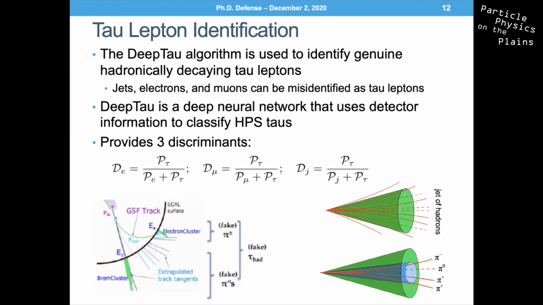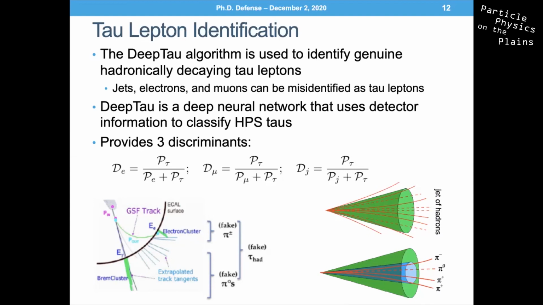So the way we do this is using the DeepTau algorithm. The DeepTau algorithm is a deep neural network, and it uses all of the inputs to the hadrons-plus-strips algorithm, along with a lot of other detector variables, to train this network to identify or classify hadronically decaying taus into 4 categories. So it gives you a probability that this tau that you fed in is actually an electron, a muon, a jet, or a tau.